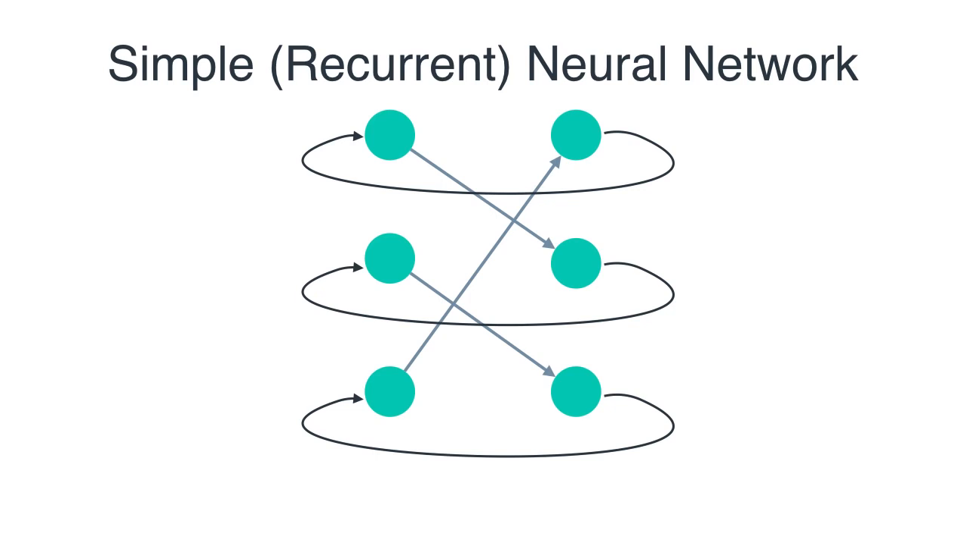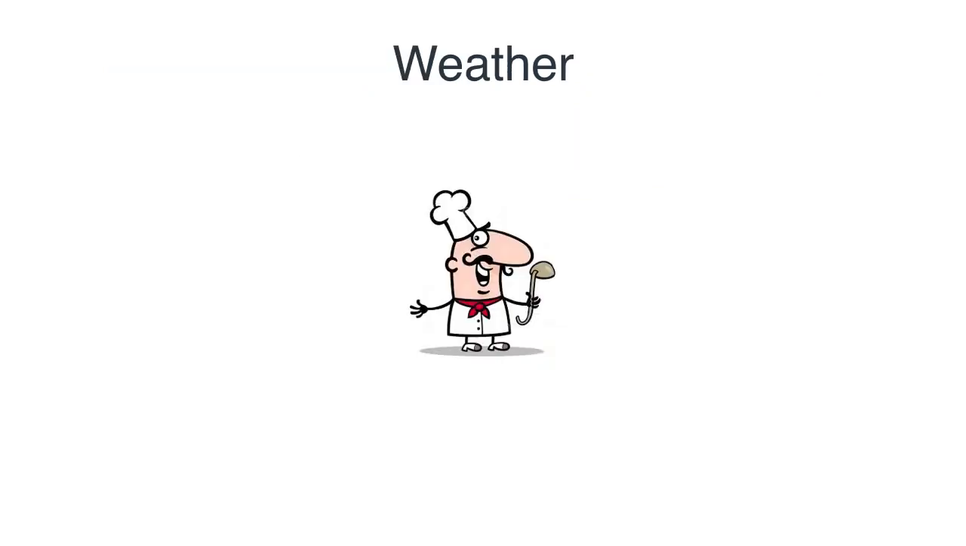The input comes from the output. So that's it. That's a very simple recurrent neural network. So let's look at a more complicated one. Let's go back to the perfect roommate situation.